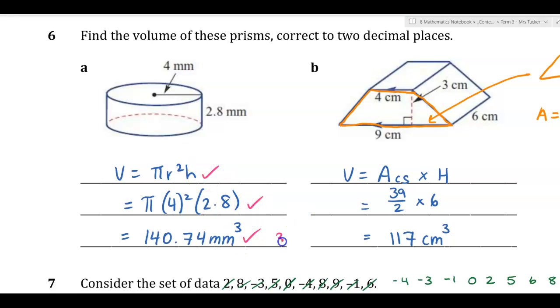All right, your answer is 140.74. Yep. Did you use 3.14? I don't think so. I got 7.4. Half a point off.